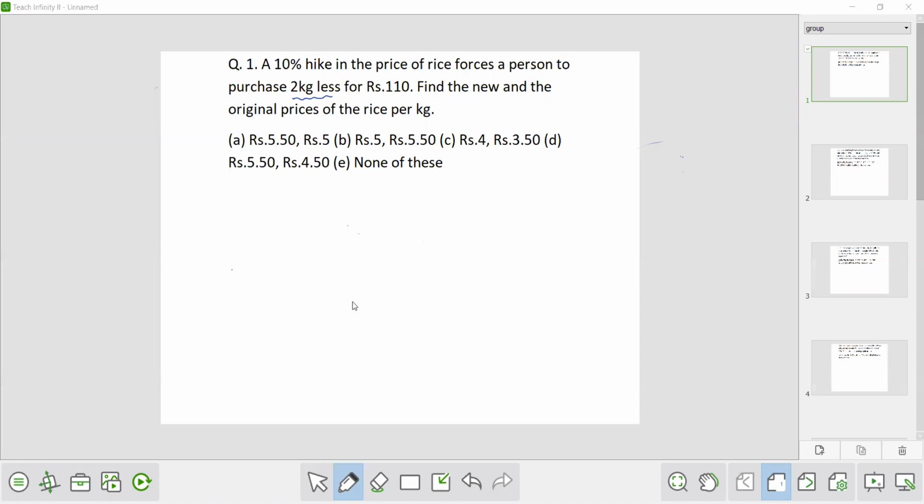I am Anurodh Ankit. Today we are going to discuss some of the questions on profit and loss. The concept part we have already discussed in our last class. So let us quickly jump to the question.